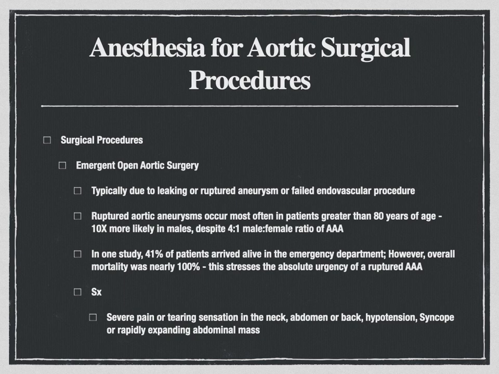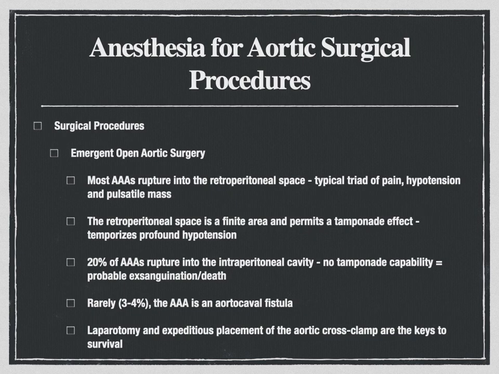The symptoms: severe pain or tearing sensation in the neck, abdomen, or back. That is your textbook description from the patient. Also hypotension, syncope, or a rapidly expanding mass. Most of these AAAs rupture into the retroperitoneal space. Typically, you have this triad of pain, hypotension, and a pulsatile mass.